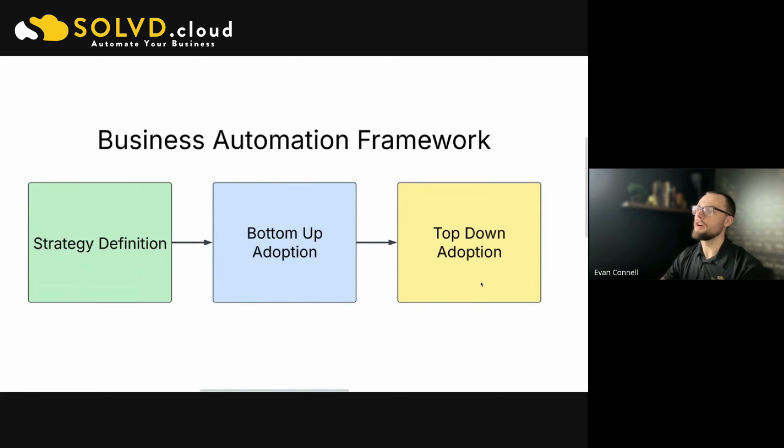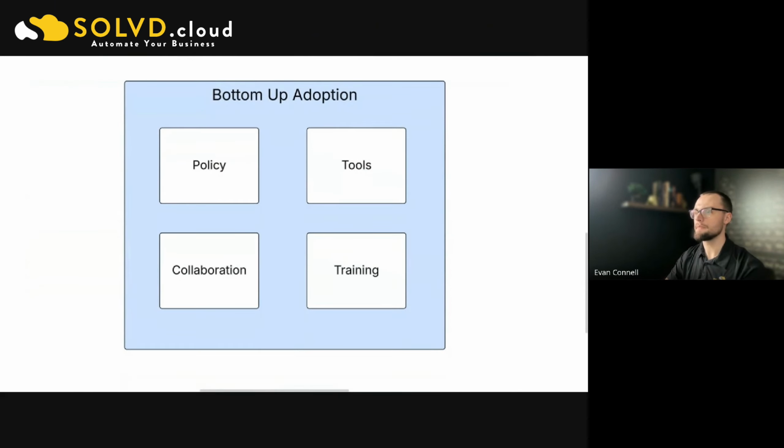And then there are top-down adoption problems like strategic initiatives, things that are going to be more of, say, a custom build or a customized tool that you want to implement. So let's talk about bottom-up adoption today. There's essentially 4 main pillars here that we'll talk about.